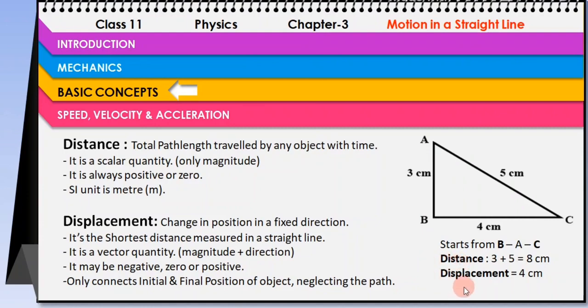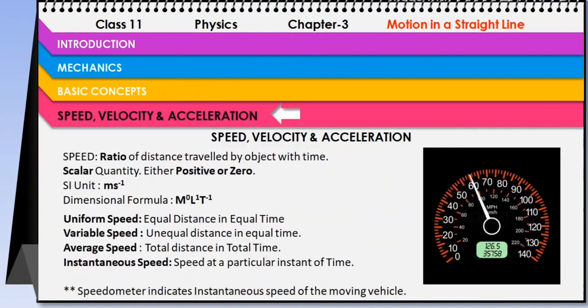But when we talk about displacement, it is only B to C, the shortest distance. So you see what is the shortest distance? It is only 4 centimeter. Clear? So displacement doesn't depend on the path which is followed, but for distance we have to count every point in the path. So now I hope distance and displacement is clear.